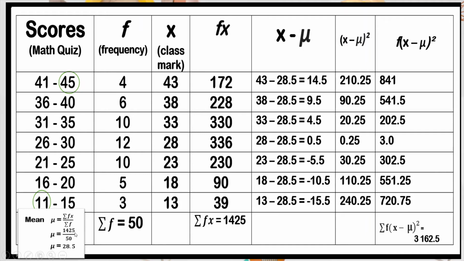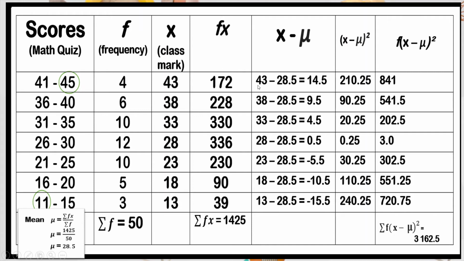1425 is the sum of fx, and the sum of f is 50. You divide it by 50, and you now have 28.5. That's why we have here in this column 28.5 as your mu, or the mean.